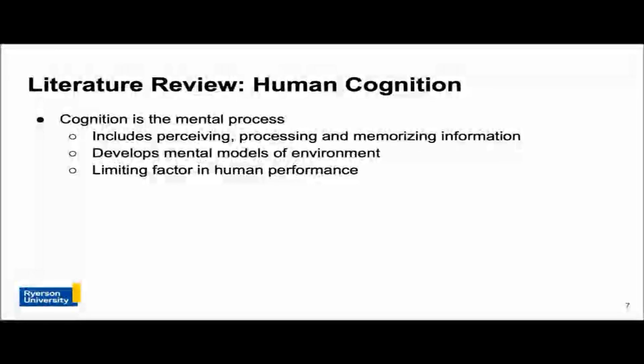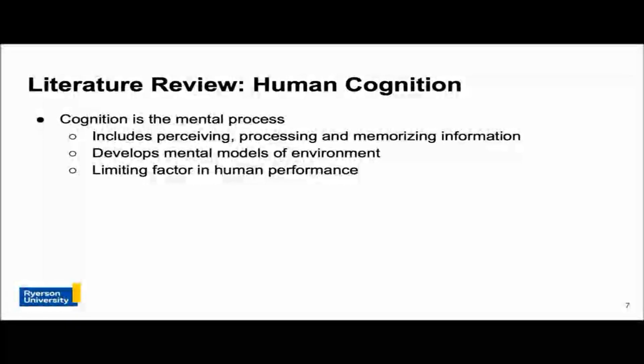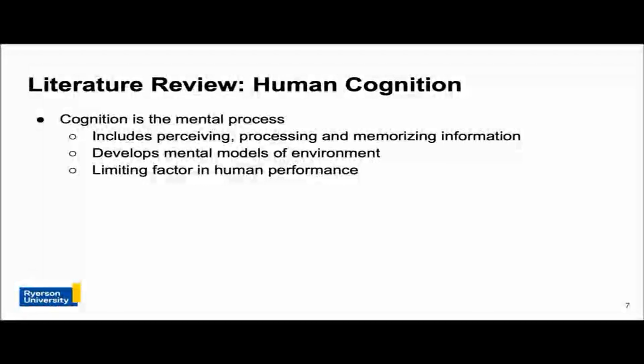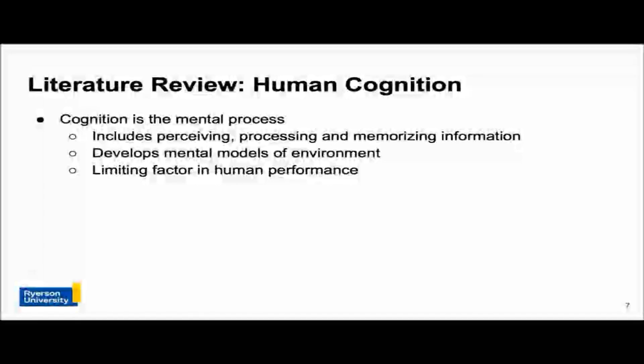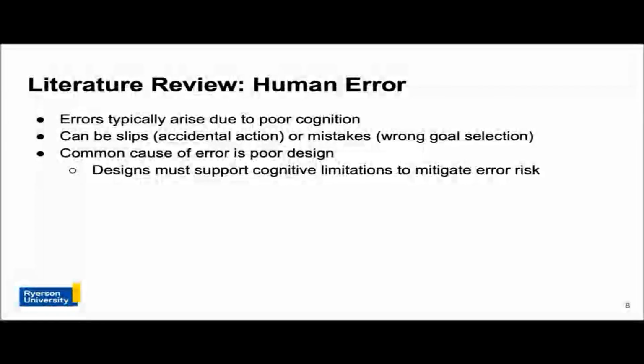Moving on to the literature review with a discussion on human cognition. In simple terms, cognition is the mental process. It includes perceiving, processing, and memorizing information. Cognition leads to the development of mental models, which are essential for human understanding and decision making. In general, cognition is a limiting factor to human performance, especially since it is related to memory and attention. With poor cognition, the risk of error increases tremendously.